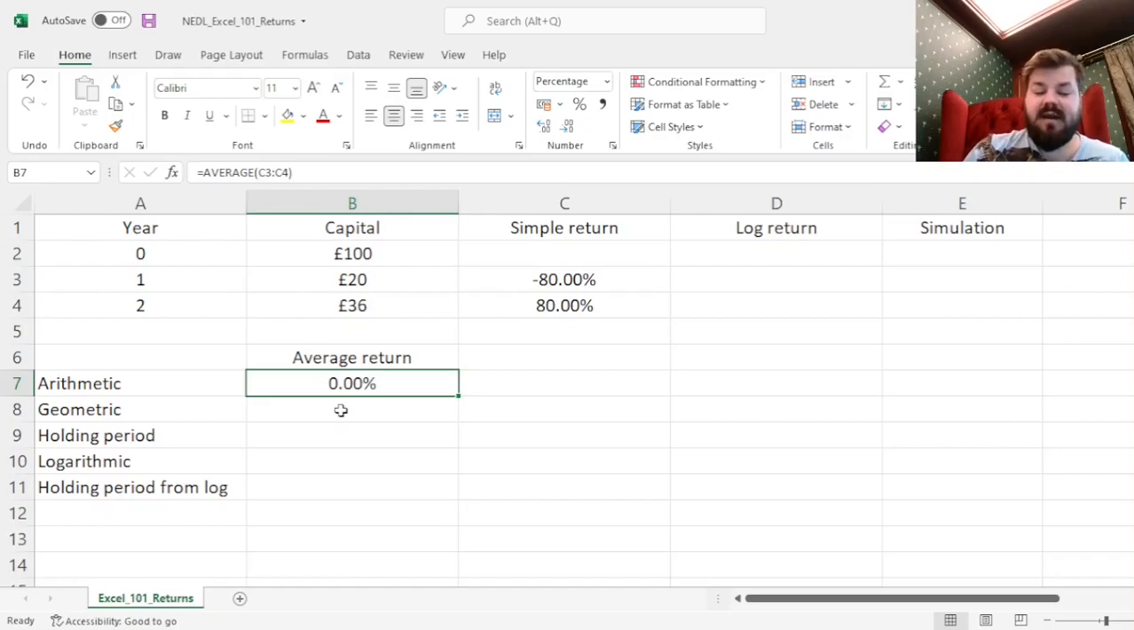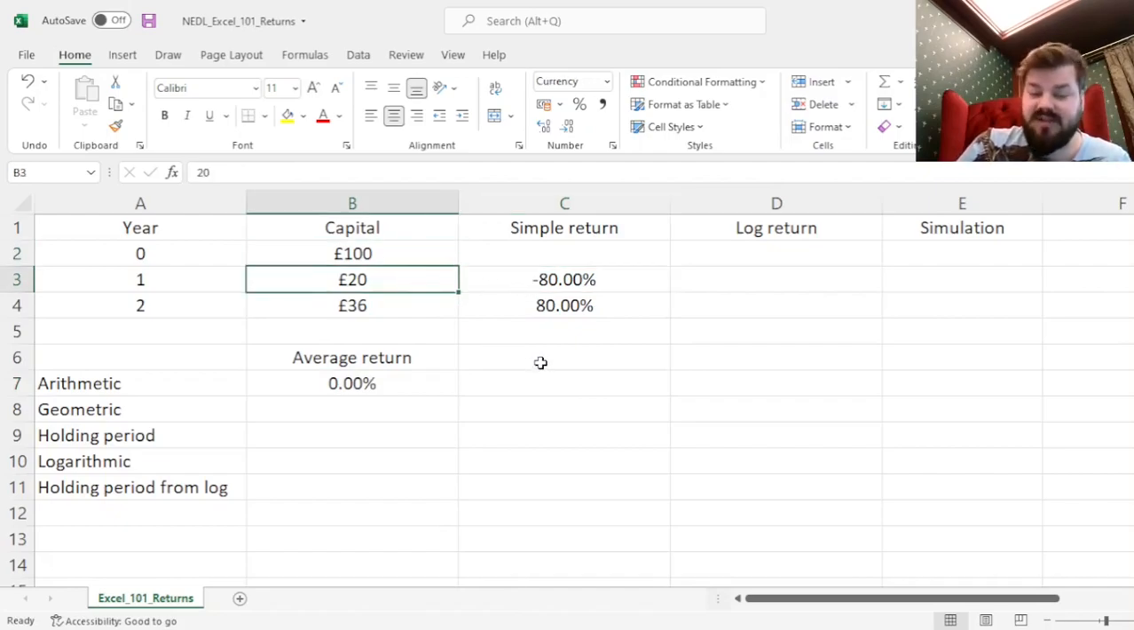The idea is that the average arithmetic return mean does not take into account the continuous compound nature of returns. Losing 80% of £100 is much more severe in terms of absolute losses, in terms of pound losses, than gaining 80% on top of only £20.